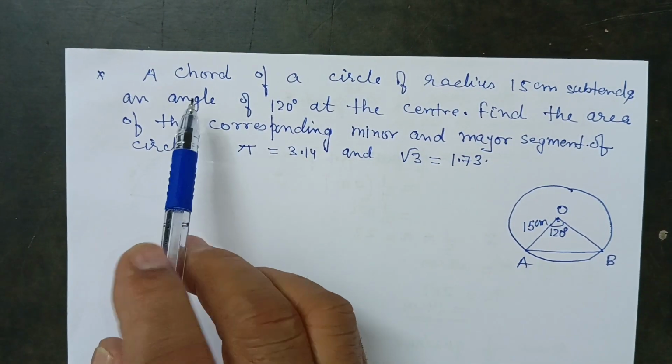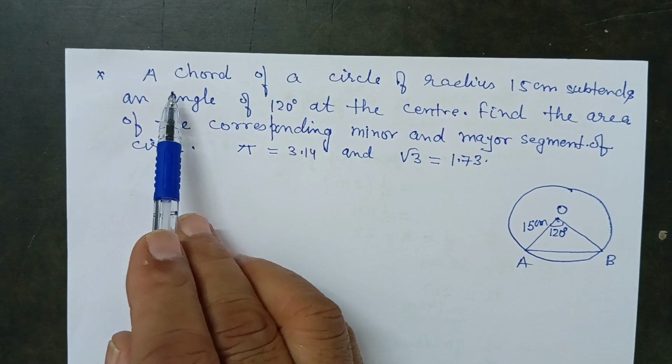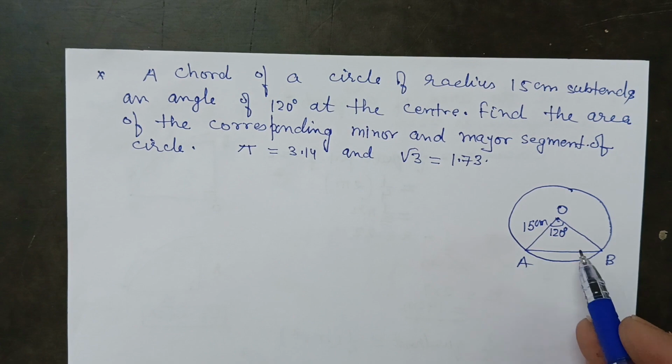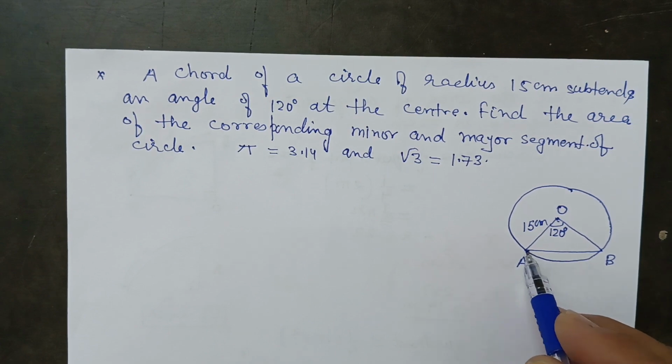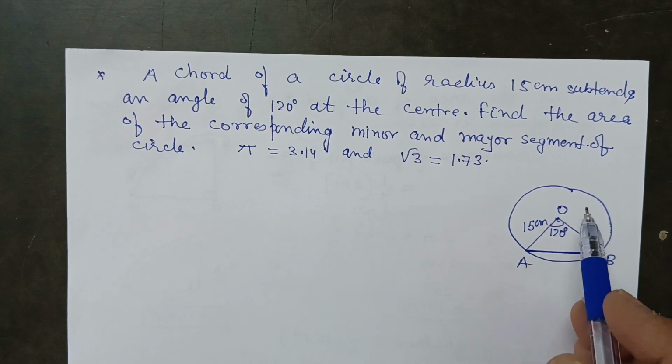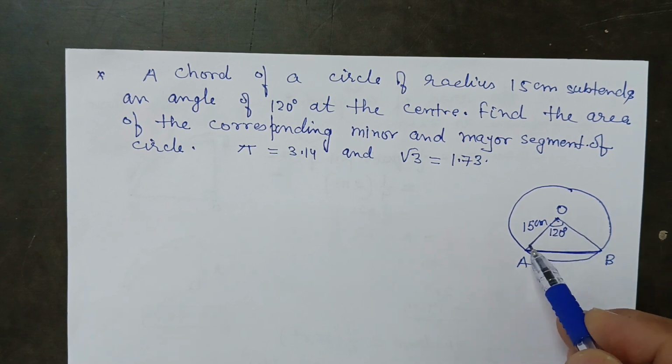Now in this question, students, a chord of a circle of radius 15 centimeter. This is the chord AB, and the radius of this circle is 15 centimeter.